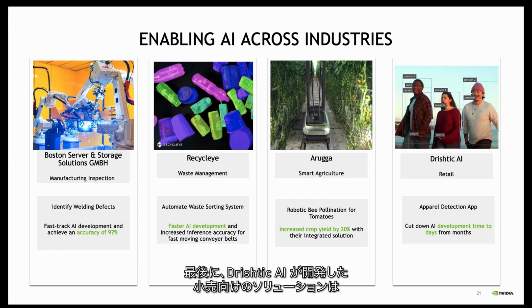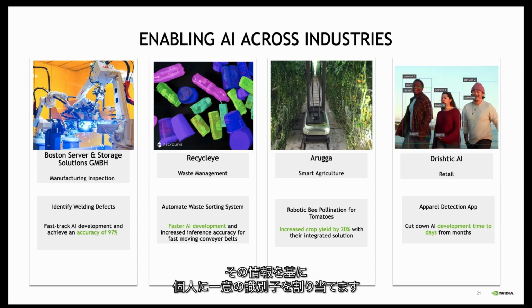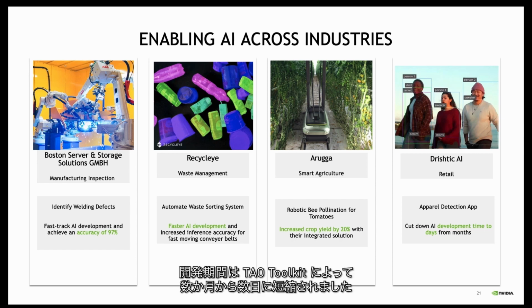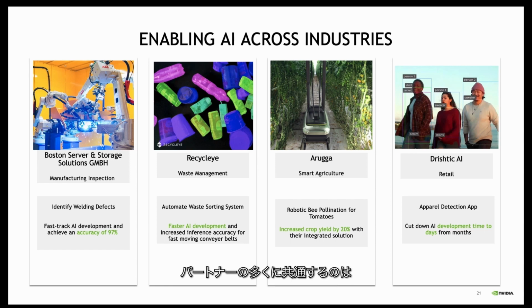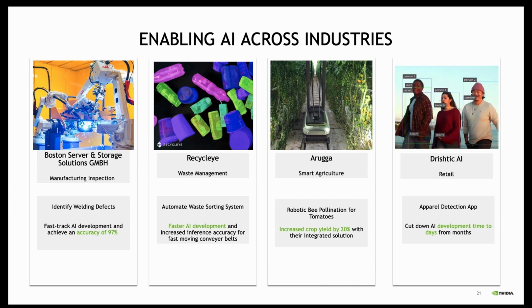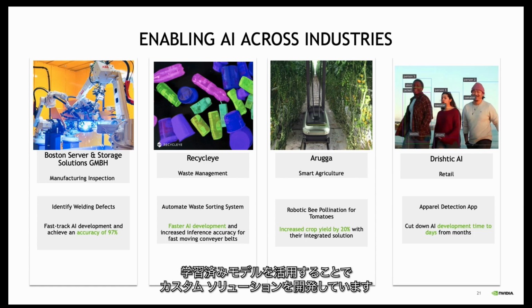And lastly, Tristic AI is doing fantastic work in the retail space. They're using AI to detect apparel on people, and using that information, it's able to assign unique identifiers to each person without doing any facial analytics. TAO Toolkit has helped them reduce their development time from months to days. The common theme across most of our partners has been TAO has enabled them to go faster and reduce their development time. They don't have to deal with the complexities of building AI. They can leverage the pre-trained models from TAO to build their custom solution.